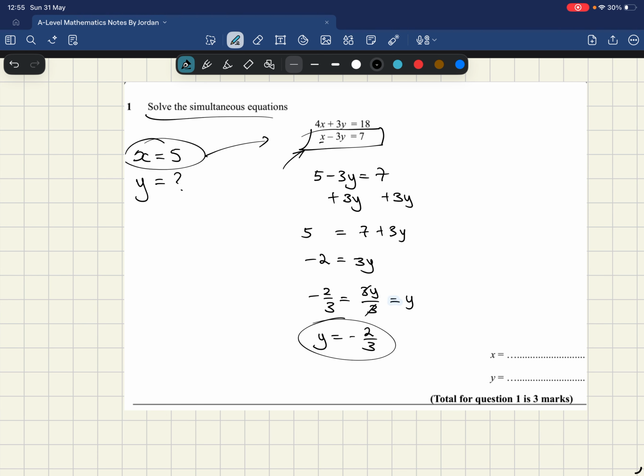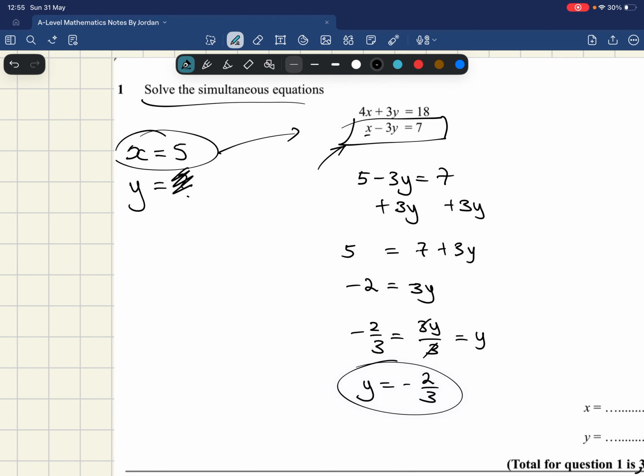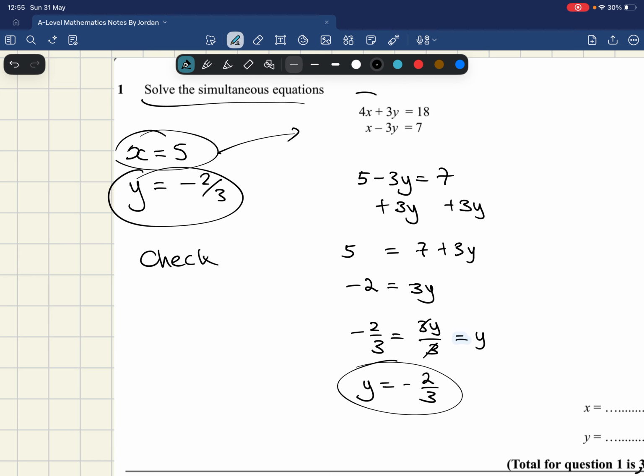So, there's our two values, right? Now, if I want to check to see if these are correct, I can do that. Since I've already used this equation here at the bottom, why don't I also use the one at the top? And I'm checking to see if it's going to give me 18 as an answer. So I've got 4x plus 3y equals 18.